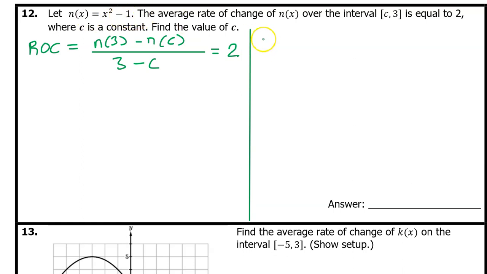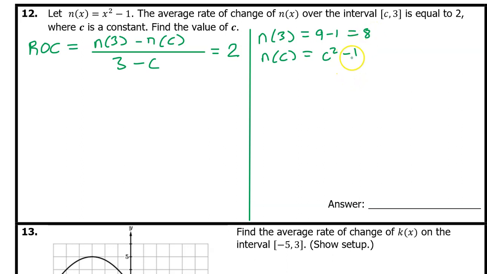We can use this to find an expression for n at 3 and later n at c. So n at 3 is going to be 3 squared minus 1. That's 9 minus 1, which is 8. And then n at c just means plugging in c for x, so that would be c squared minus 1.